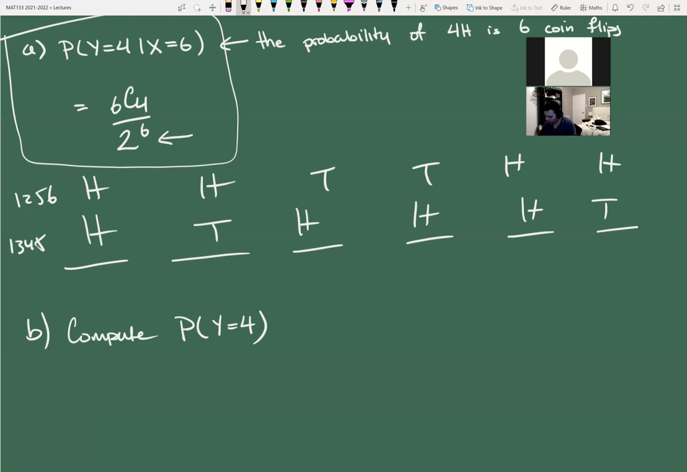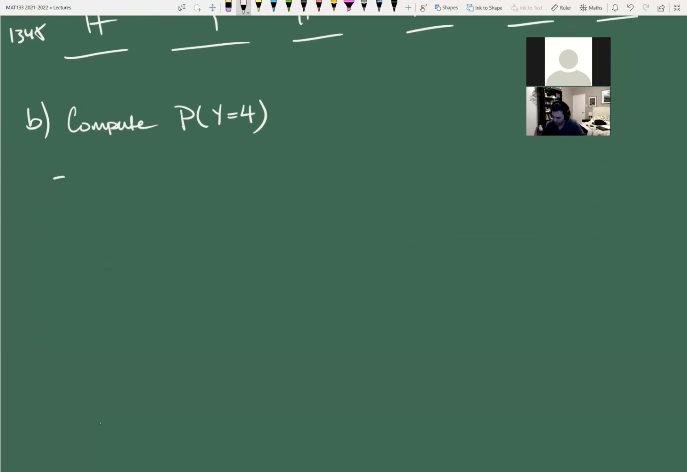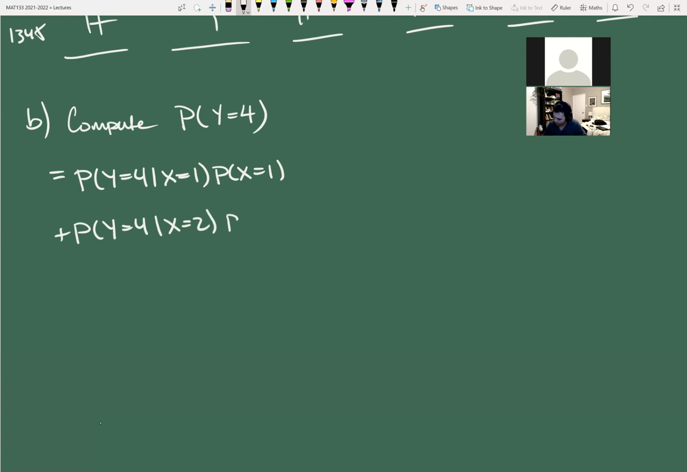So in theory, we could write this out, but most of these terms don't matter. It's the probability that Y equals 4 given X equals 1 times the probability that X equals 1, plus the probability that Y equals 4, and so on. This is how we would do it, from the law of total probability.